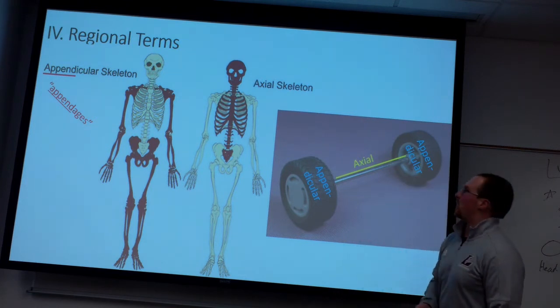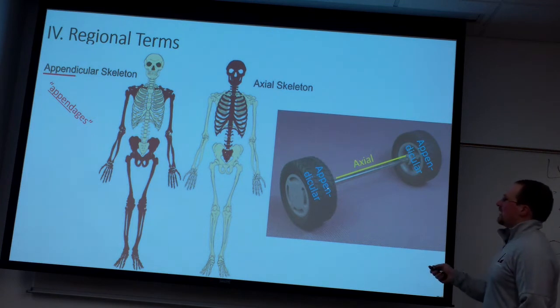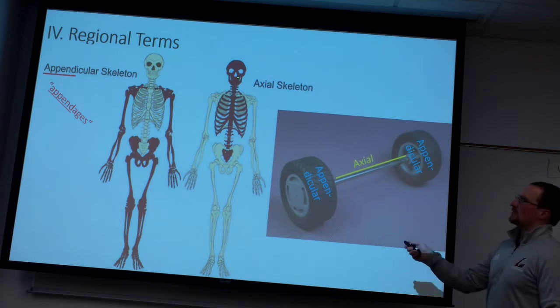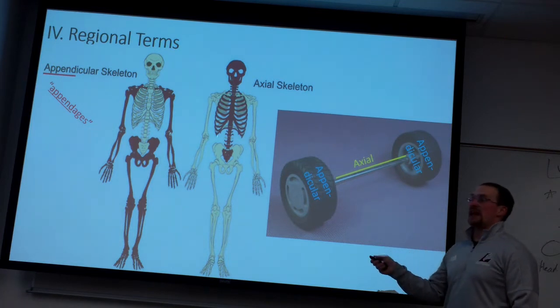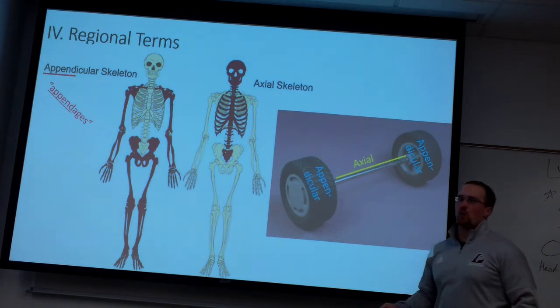And the way I like to think about it here is in terms of a wheel. The axle allows the wheels to spin. Likewise, the axial skeleton allows the appendages, or the appendicular skeleton, to move. Essentially, the axial skeleton has to stay strong, stay stable, so that the arms and legs can move whichever directions they want.